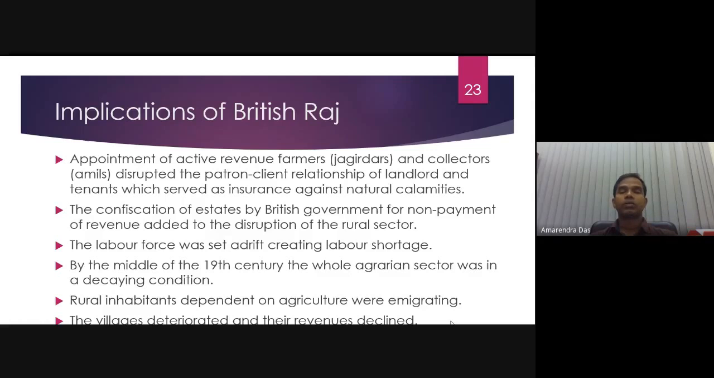And then the rural inhabitants dependent on agriculture were also migrating, because productivity of agricultural land was deteriorating, and the farmers were feeling harassed, because if there is a natural calamity, you still have to pay the same revenue. So farmers were not interested in doing cultivation, and that's how they started migrating. The villages deteriorated, and their revenue also started declining. So that was basically the land situation during the British period.